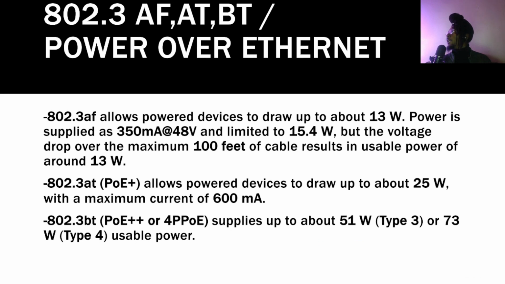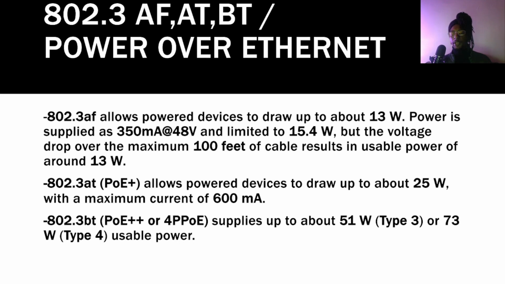802.3af PoE, Power over Ethernet. 802.3af allows powered devices to draw up to 13 watts. Power is supplied at 315 mA at 48 volts and limited to 15.4 watts, but the voltage drop over the maximum 100 feet of cable results in usable power of around 13 watts.